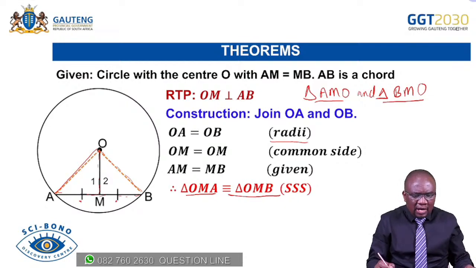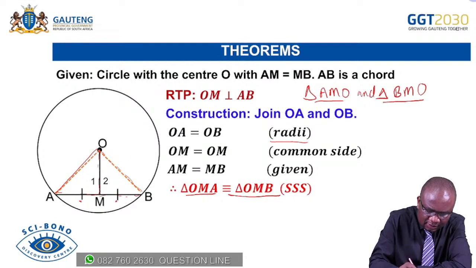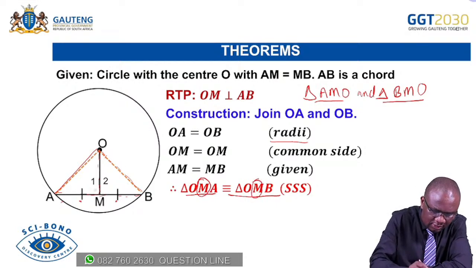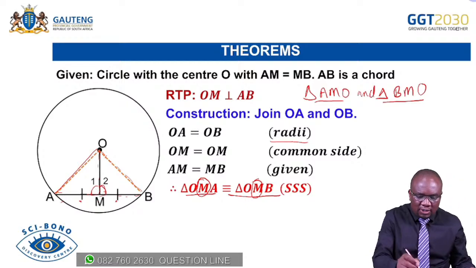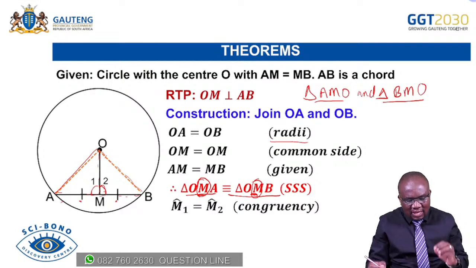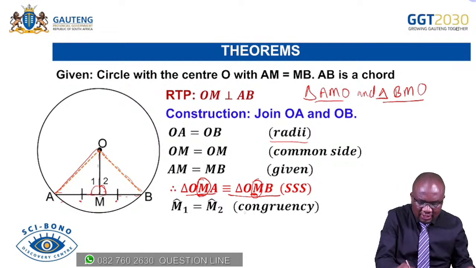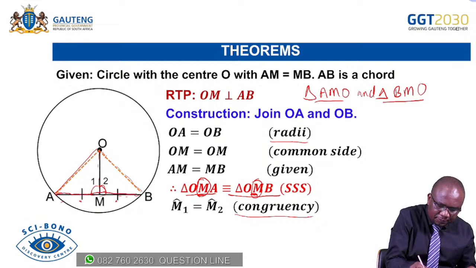Now, if these two triangles are congruent, then this angle here and this angle here are equal. Let me write it like this because I don't know the size of the angle. So these two angles are equal from congruency. Can you see that? So we can say angle M1 is equal to angle M2. Why? Congruency.